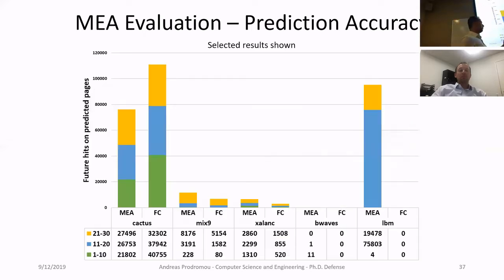So we actually picked 5 benchmarks that are interesting. The first one, running 8 copies of Cactus on 8 cores, is the only case in our entire evaluation where full counters outperformed MEA. The following 2, Mix9 and Zalang, are more representative. This is what the majority of our results look like. And we have MEA outperforming full counters in all 3 groups.